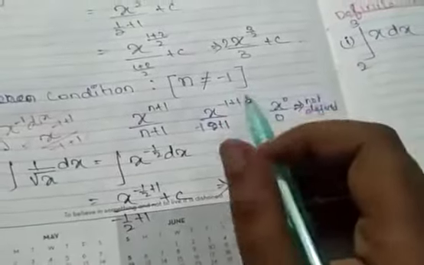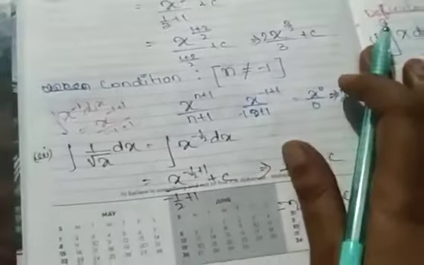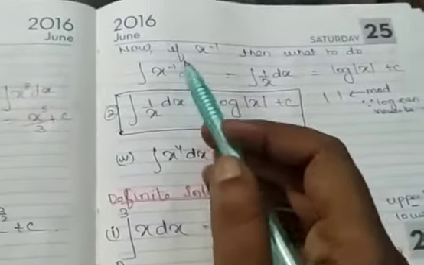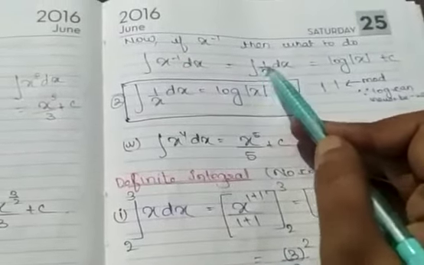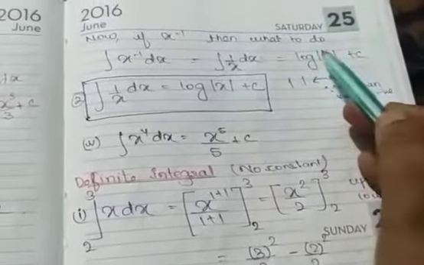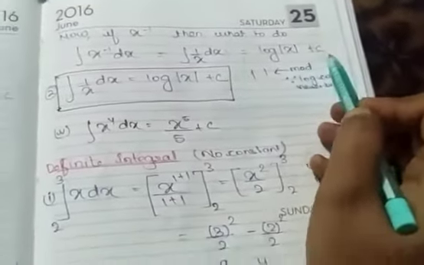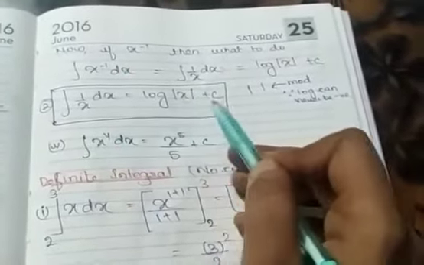So what will happen if n is equal to minus 1? There is a different formula for it. When n is equal to minus 1, x to the power minus 1 means 1 by x, integration. So this will become log of mod x, because log is always positive, plus c. So the formula of 1 by x dx is log x plus c.